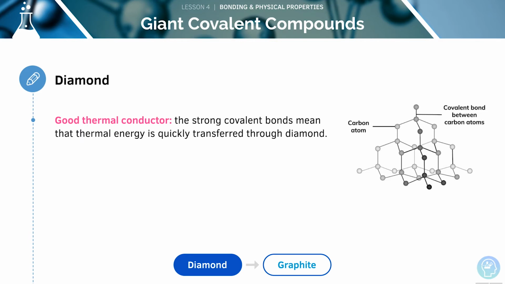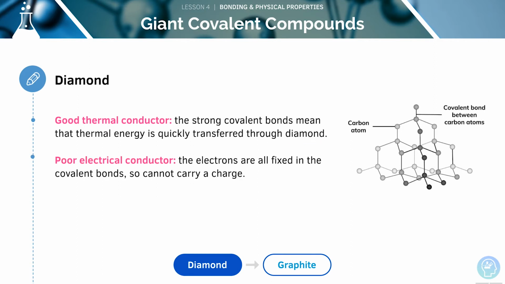It's a good thermal conductor due to its strong covalent bonds. Upon heating, the vibrations of the thermal energy can be rapidly transferred through the diamond. However, diamond cannot conduct electricity because the outer electrons found in each carbon atom are fixated between the atoms in covalent bonds. This means there are no free electrons that can move around and carry a charge.